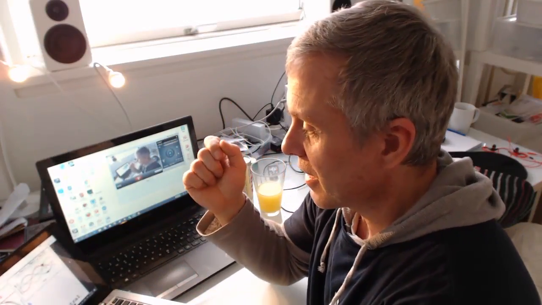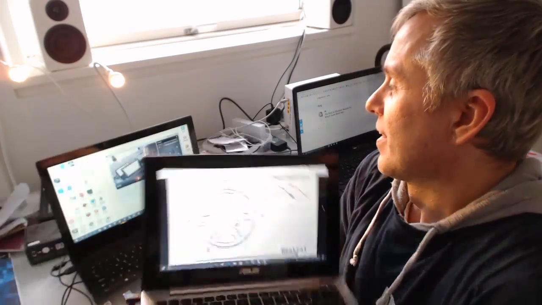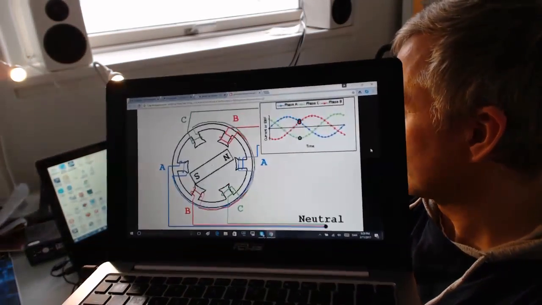AC power, what is it? It is the cheapest way to make an electron current work for you. And the reason is that if you take, I found this thing online here.